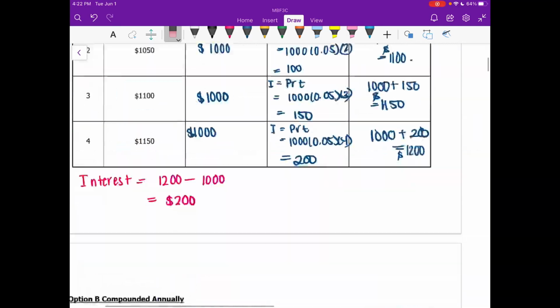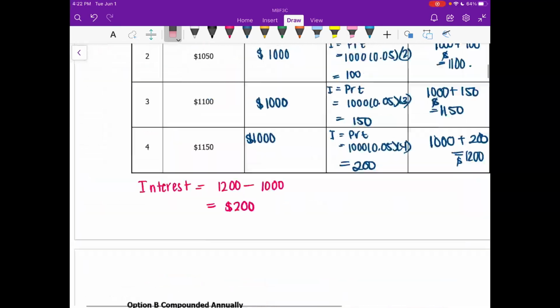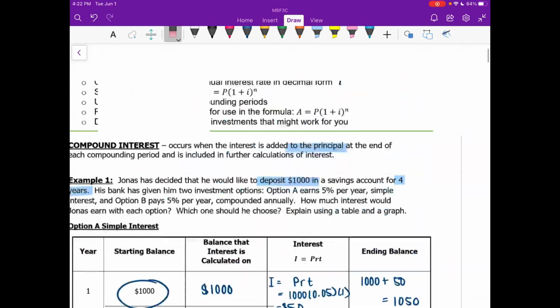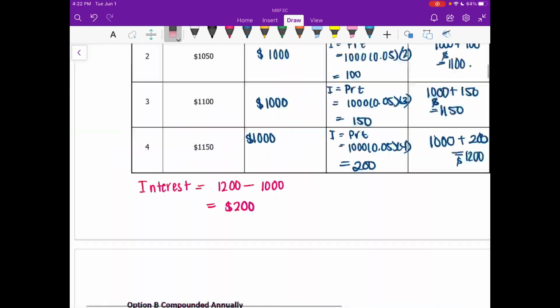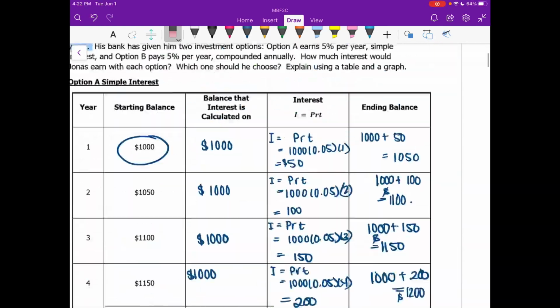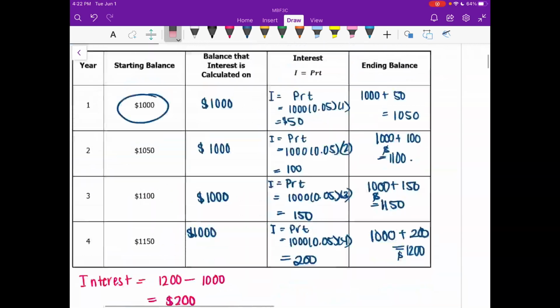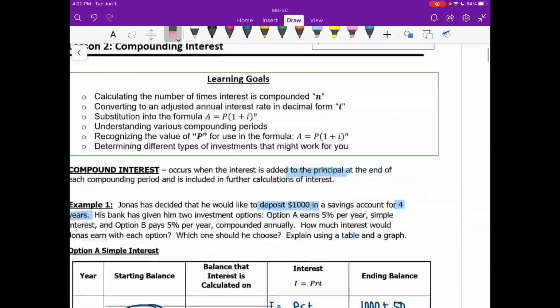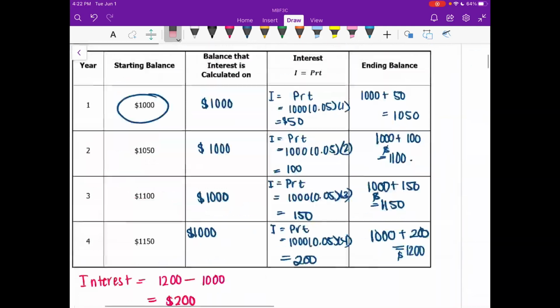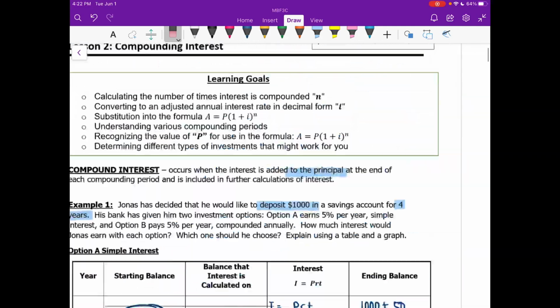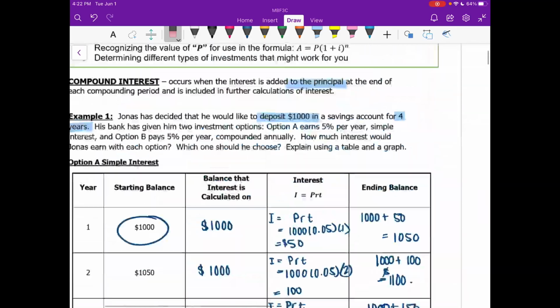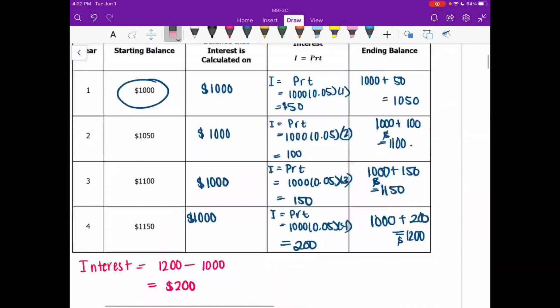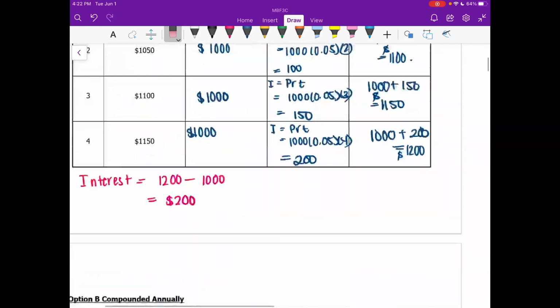0.07 divided by 12 is going to be 0.0058, right? Number of years is going to be 5 because it's over 5 years, times 12. So that's going to be 60. So our n value is going to be 60. So I have my n, and I have my p. So now I can find my a.